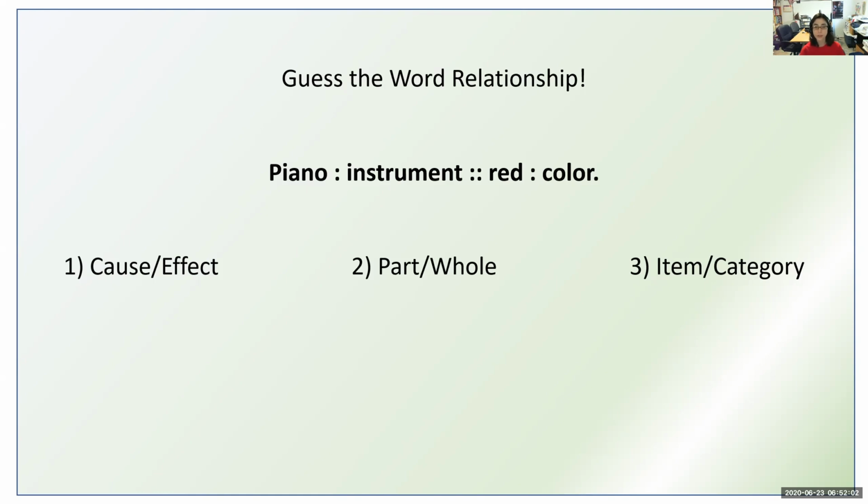All right, so for this one, if you said item category, you are correct. That's because the piano falls under the category of an instrument, and red falls under the category of color, because red is a type of color and piano is a type of instrument. That's how we get that one. All right, and next one.